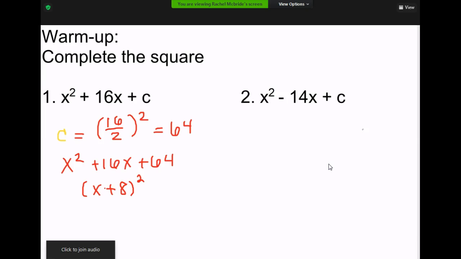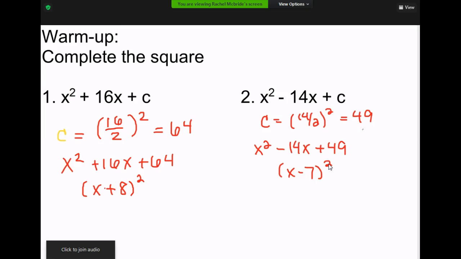To find C in example number 2, we're going to take the 14 divided by 2 and square it to get 49. And that makes your equation x squared minus 14x plus 49, which is x minus 7 squared.